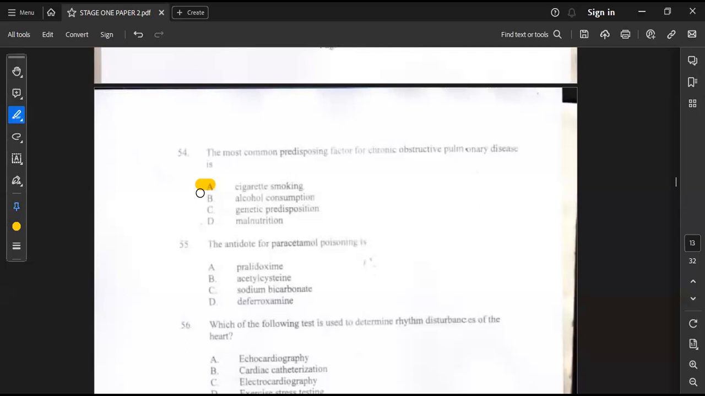The other thing to mention is that it's not only cigarette smoke. Cigarette sounds like tobacco, but even other things like marijuana and other forms of tobacco, things like shisha, also increase the risk for COPD. It's not only cigarette smoking. When you say cigarette, someone may think it's only tobacco.